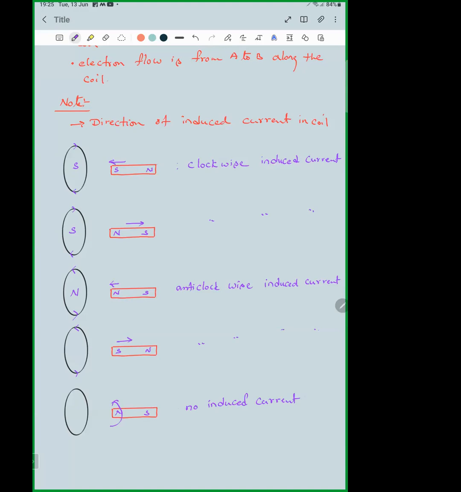South pole is moving towards the coil, you will get clockwise current, that is south. Moving away from the coil, you will get the same condition, clockwise again. North is moving towards, again you will get anti-clockwise. If there is no change in magnetic flux, then definitely there is no induced current.